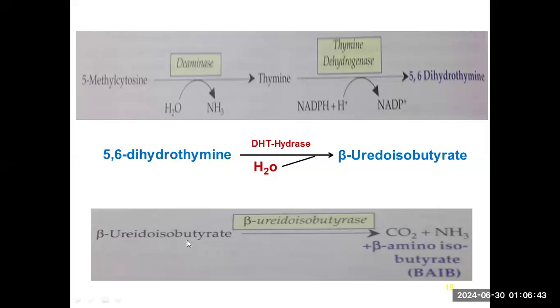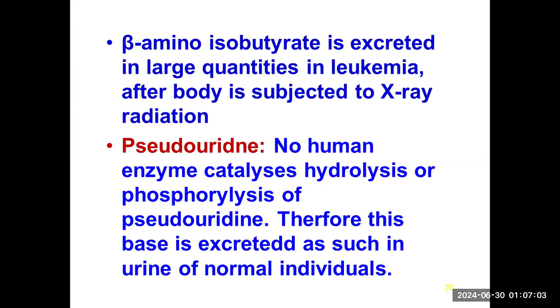Beta-ureidoisobutyrate, by the action of the enzyme beta-ureidoisobutyrase, is broken down into carbon dioxide, ammonia, and beta-aminoisobutyric acid. Beta-aminoisobutyric acid, which is a degradative product of pyrimidines, is excreted in large quantities in leukemia after the body is subjected to X-ray radiation. Recall that leukemia results in breakdown of the nucleotides.